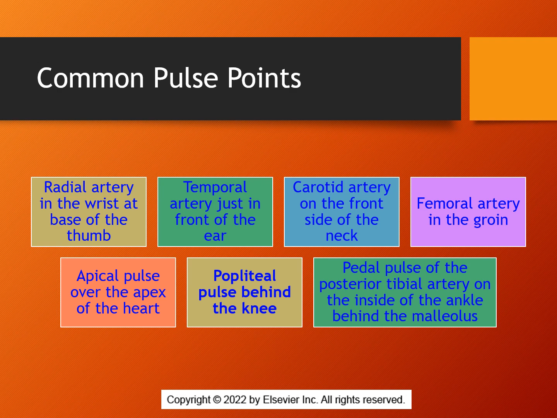You've got a temporal artery just in front of the ear, carotid artery on the side of your neck, a femoral artery in the groin. Your apical pulse is over the apex of the heart. The popliteal pulse is behind the knee. Those are very hard to find. I don't know if I've ever felt anyone's popliteal pulse. The pedal pulse is the posterior tibial artery on the inside of the ankle behind the malleolus. So again, radial is the most common place.